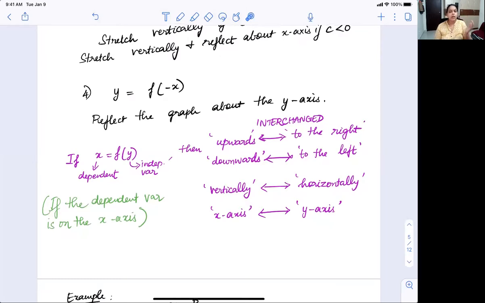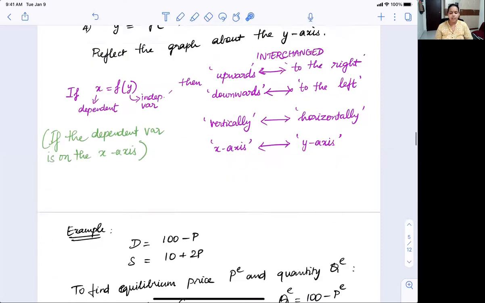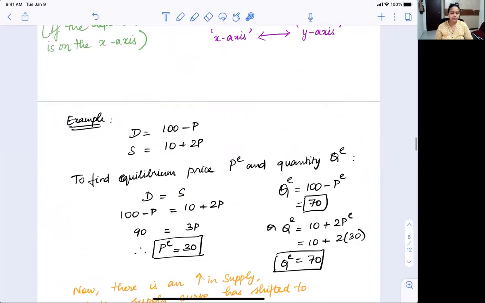So upwards will now have to be interchanged with to the right, and to the right interchanged with upwards, and downwards switched to the left. So any vertical changes will now become horizontal changes, and horizontal changes will now become vertical changes. And that's what this box essentially summarizes. So now let me show you an example, and that should help us understand this better.